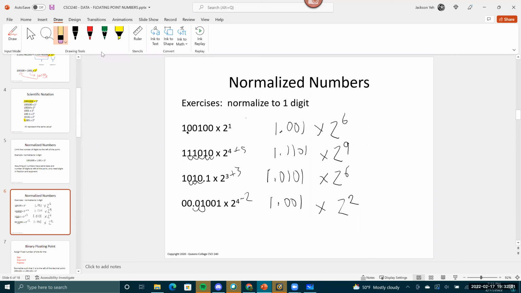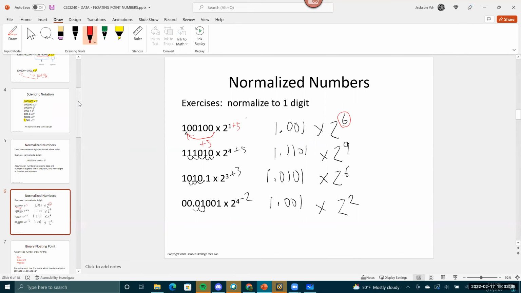So I want to normalize it. Normalizing means I want to move the decimal point from here to here, right? So how many spaces is that? 1, 2, 3, 4, 5. It's 5 spaces, right? So you take the exponent 1 plus 5, and that's how you end up with 6. You got it? Yes. Okay.